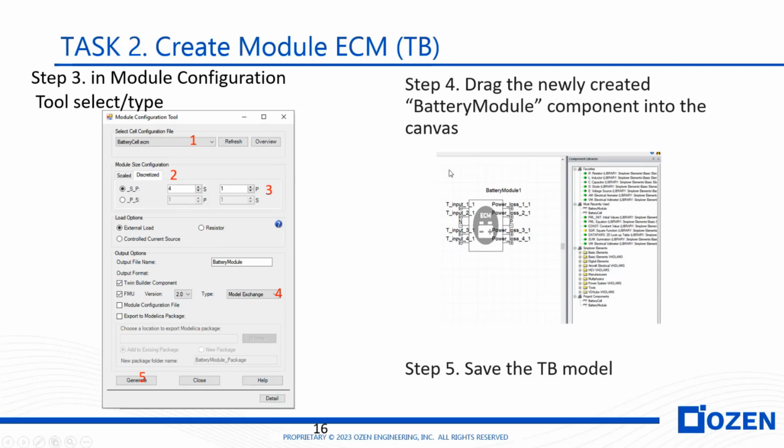And now, on the left side from TwinBuilder, what we see is that we have a new battery module. We take it and drag it into our canvas, and it is going to look like this in the canvas. This battery module has 4 temperature inputs and 4 power loss outputs. That essentially concludes task 2. What we want to do is save our TwinBuilder model with an appropriate name.